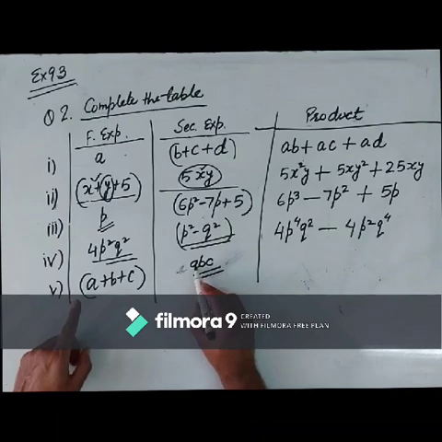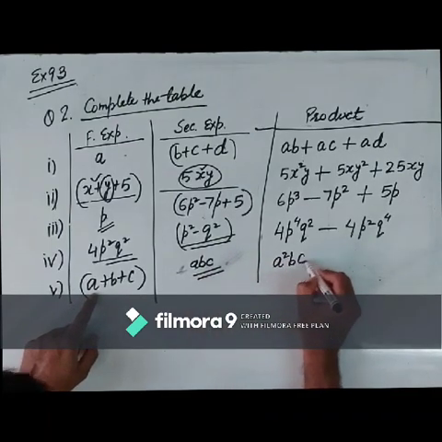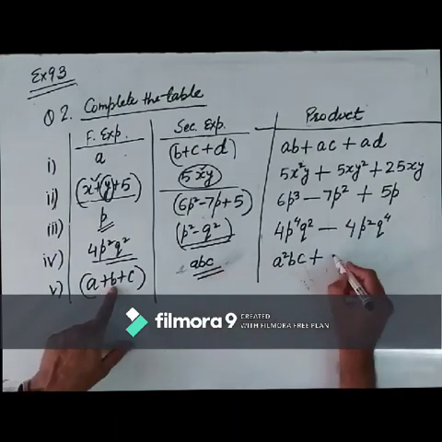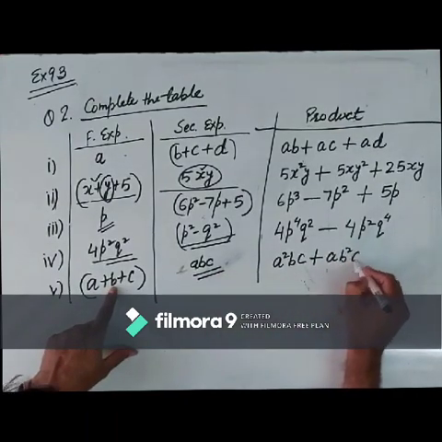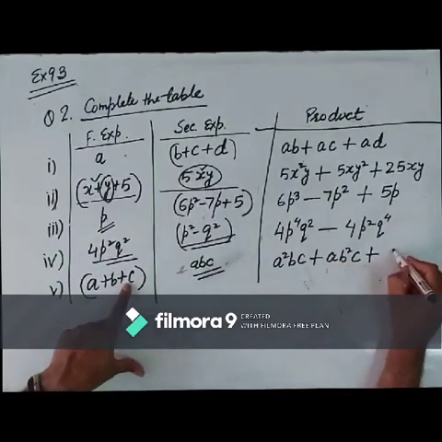Start multiplication. abc multiplied by a is a square bc, plus abc multiplied by b is ab square c, and plus abc multiplied by c is abc square.